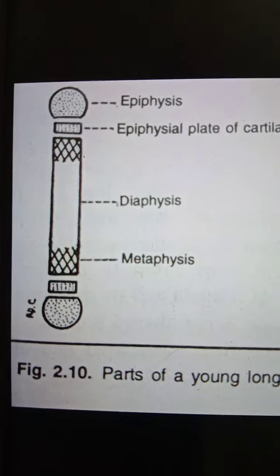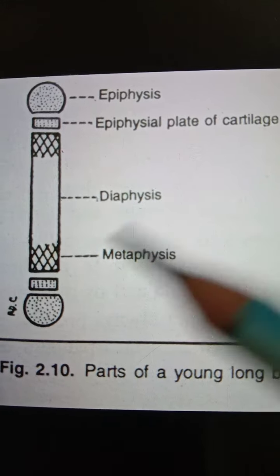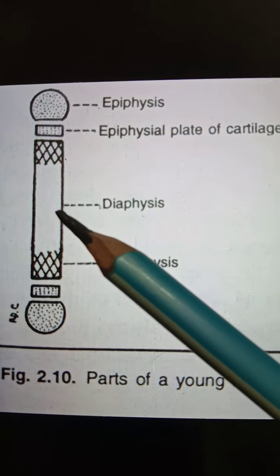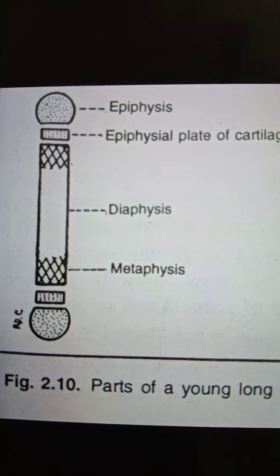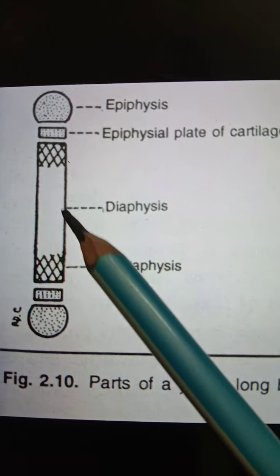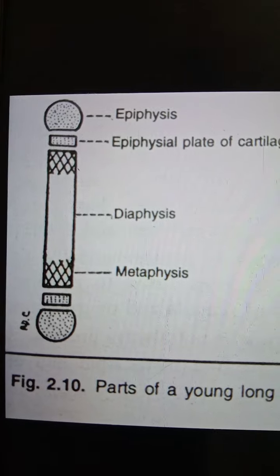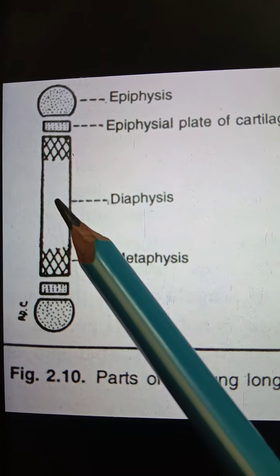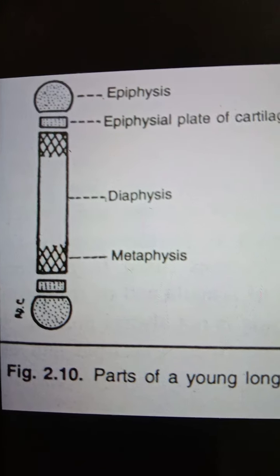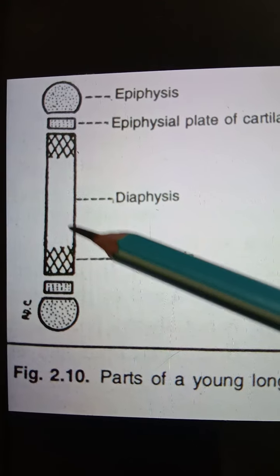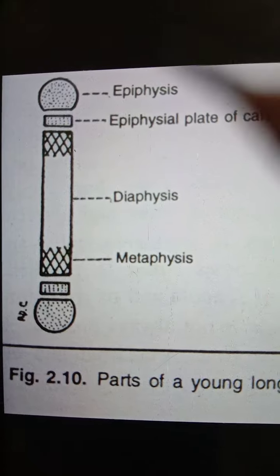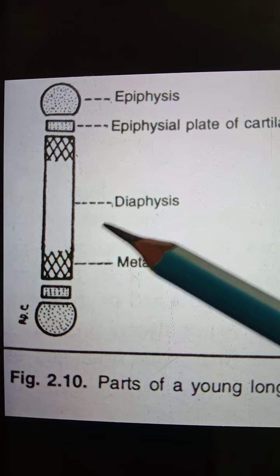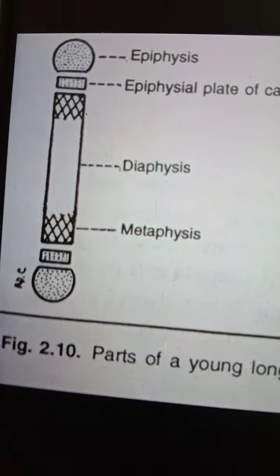Then the second one, the diaphysis. The diaphysis occurs in the center of the bone, which ossifies from the primary center during intrauterine life. First the tissue forms in the center, and from this, toward the upper side and the lower side, the bone starts developing. So that is called the diaphysis.